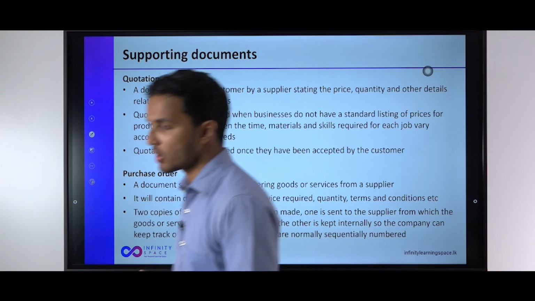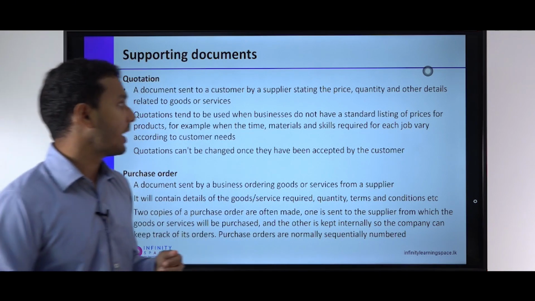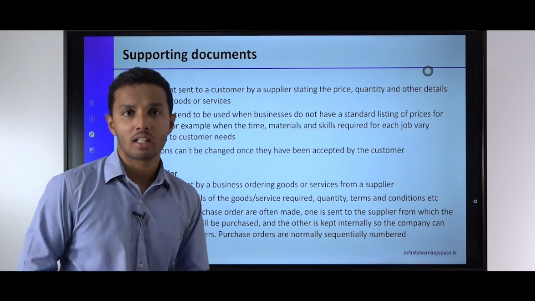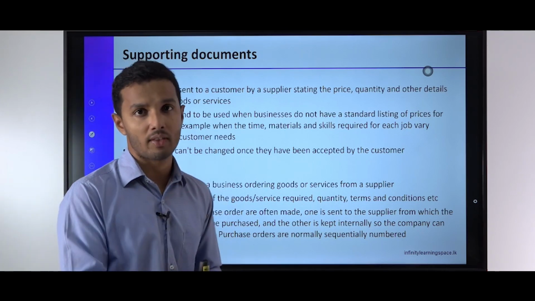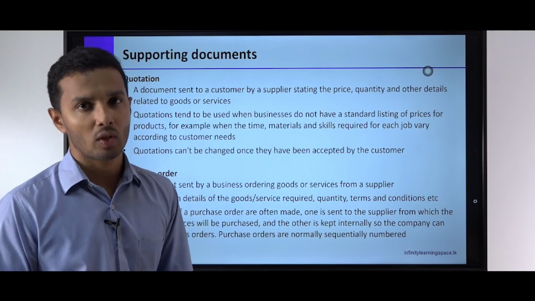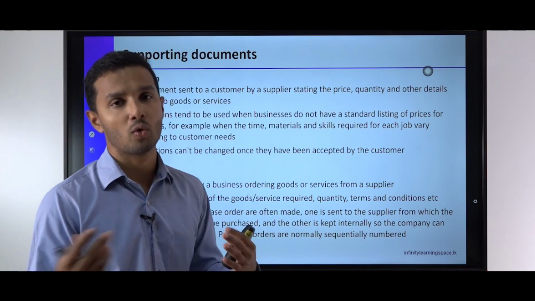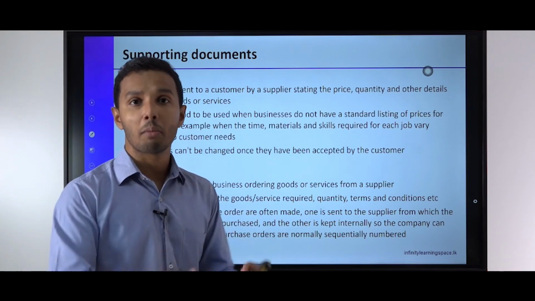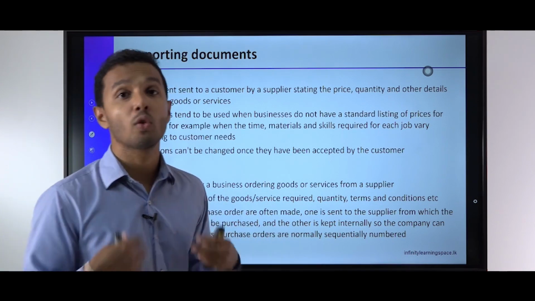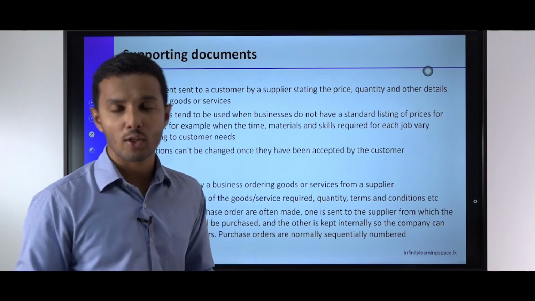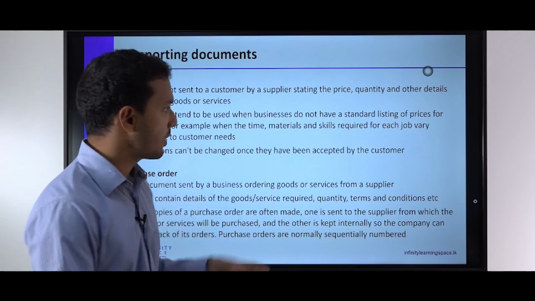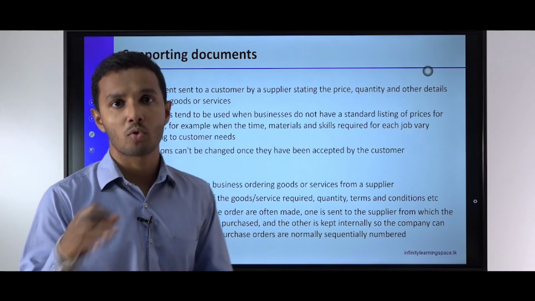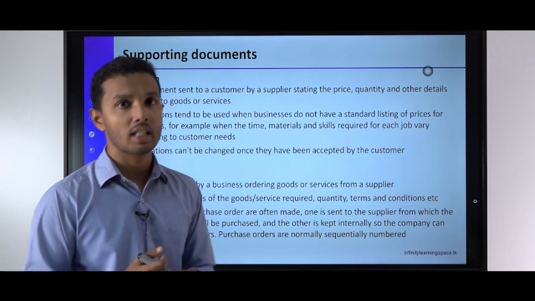Now, quotations are not used all the time. Quotations are normally used when the price, material, and terms and conditions differ from one order to another. Most businesses do not give quotations. What they have is a list of prices. If you go to a restaurant, they don't give you a quotation. They will give you a menu, a list of prices. Even if you go to a grocery store, you get a list of prices. You are not going to get a quotation. So a quotation is most of the time used in situations where from product to product, from job to job, the prices, terms and conditions can differ.